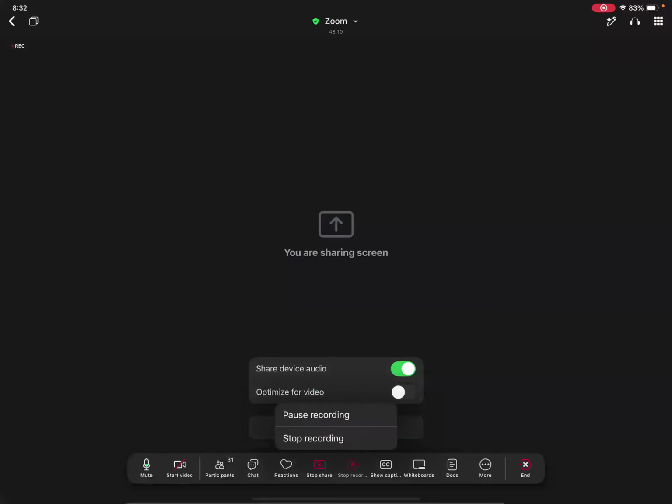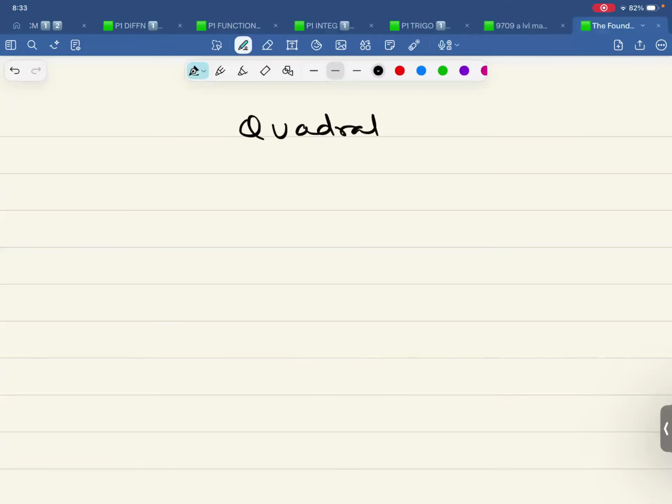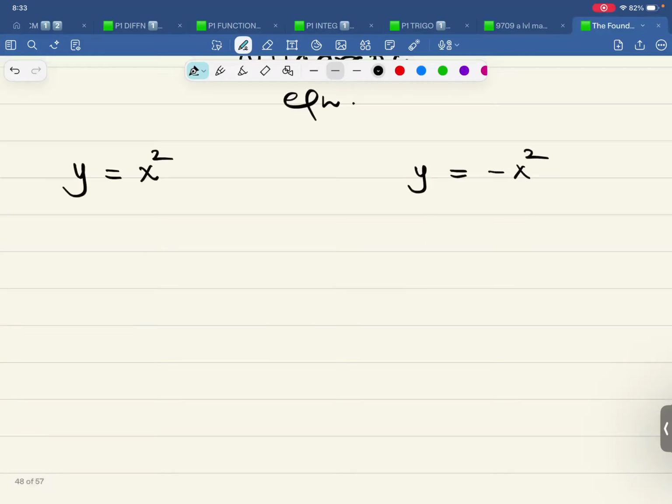So now, people, we are talking about a bit more sketching. Now let's talk about quadratics, something very important. Quadratics is the heart and soul of maths. So quadratic equations, there could be two types: y equals x square and y equals negative x square.